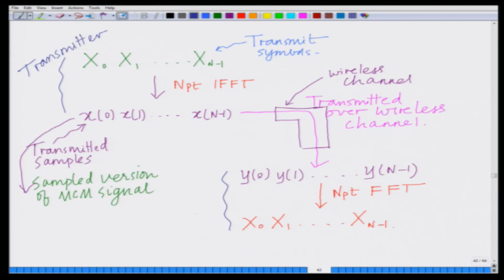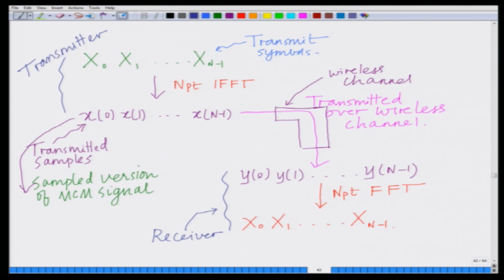All right. So, this processing is at the transmitter, and this processing is at the receiver. So, in a nutshell, what we are doing is very simple. We are taking these symbols, capital X0, capital X1 up to capital Xn minus 1. These are the symbols that are to be transmitted on the n subcarriers. We are performing the IFFT operation and generating the samples of the transmit signal, small x0, small x1 up to small xn minus 1. These samples are transmitted over the wireless channel.